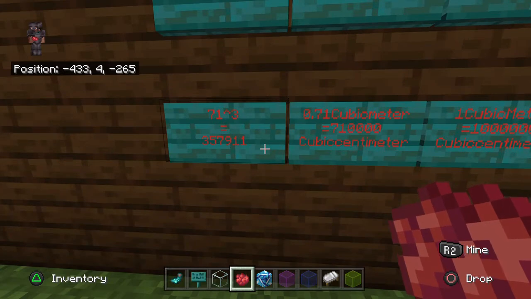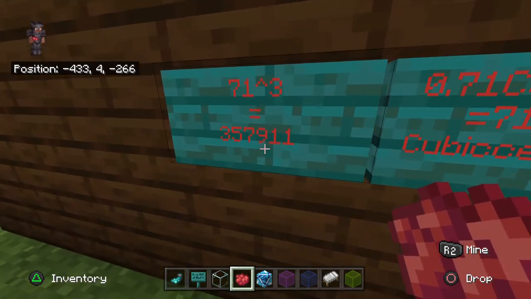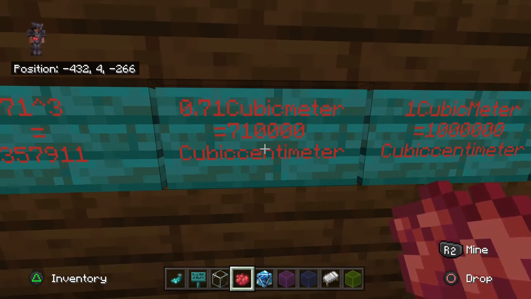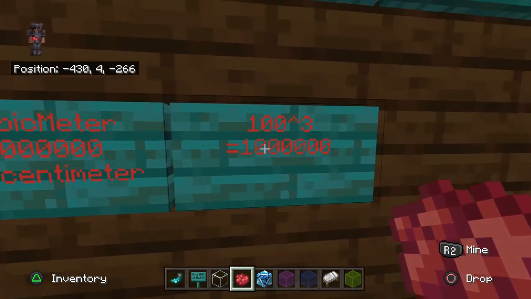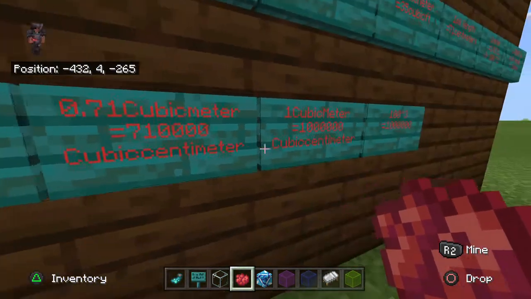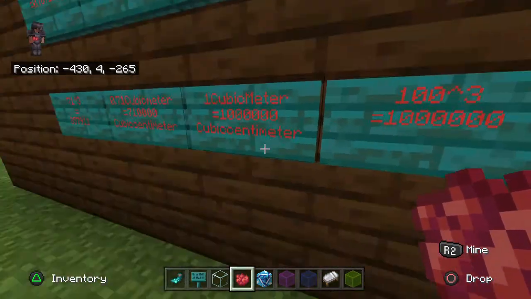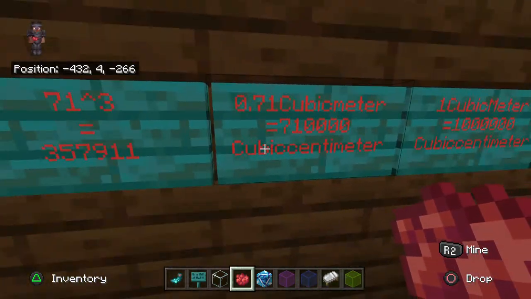But then what gets under my skin is finding this out. 71 cubed is 357,911. 0.71 cubic meters is 710,000 cubic centimeters. 1 cubic meter is 1 million cubic centimeters. And 100 cubed is a million. And this bugs me.